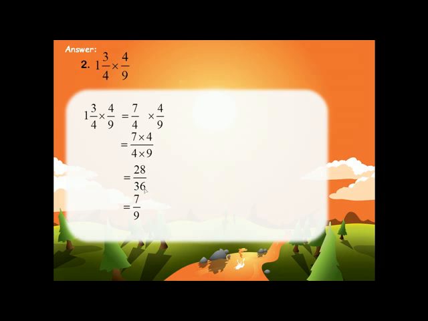And we can simplify this by dividing 28 and 36 by the same factor. There we have 4 as a factor of the numerator and of the denominator, so we divide 28 by 4 equals 7, and 36 divided by 4 equals 9. Okay, you got it?